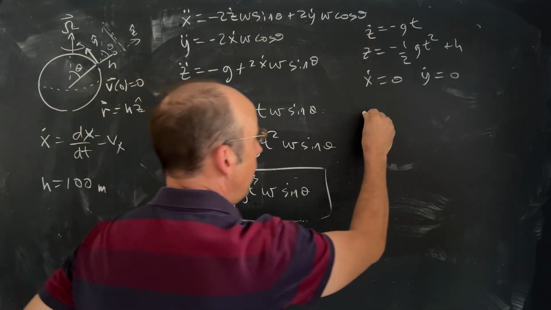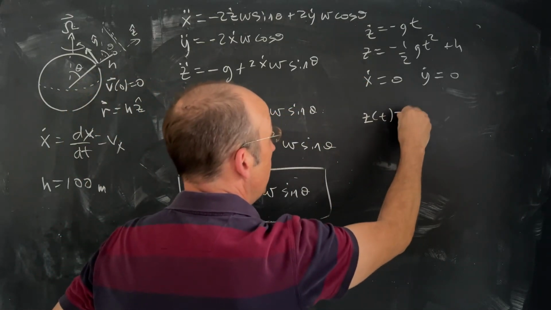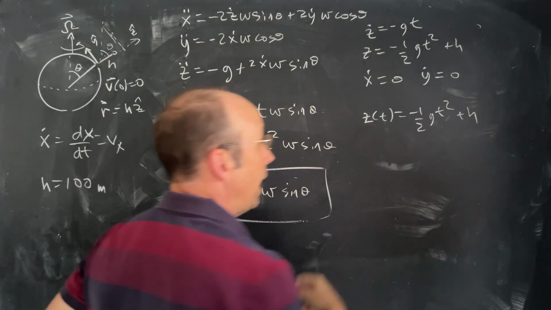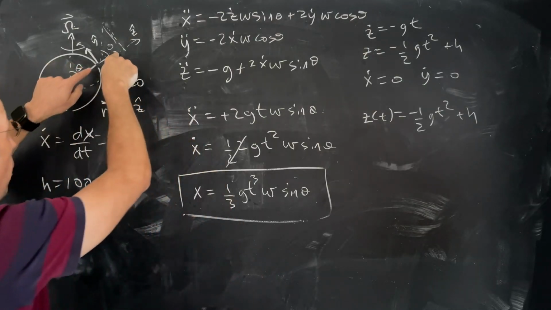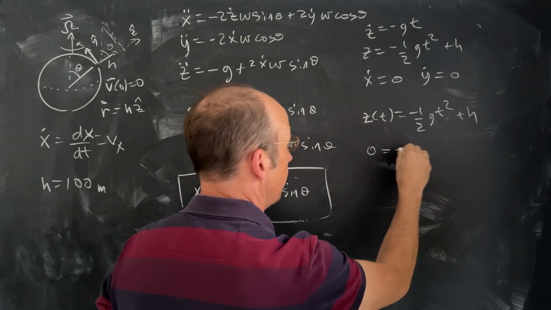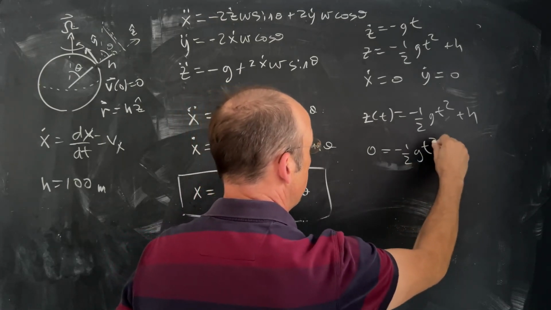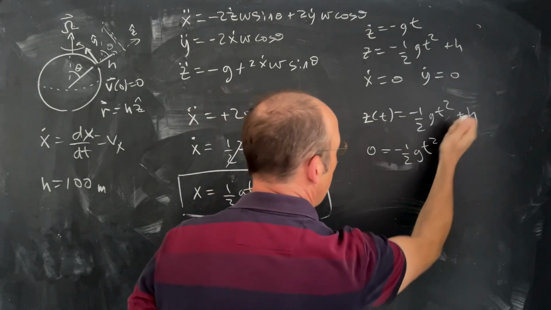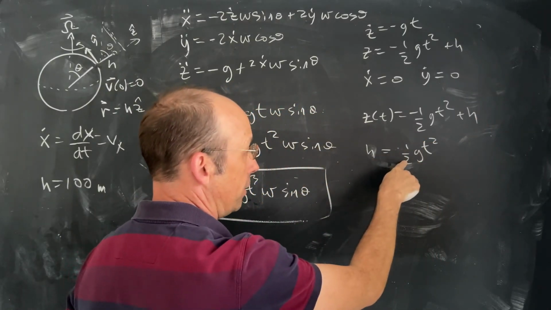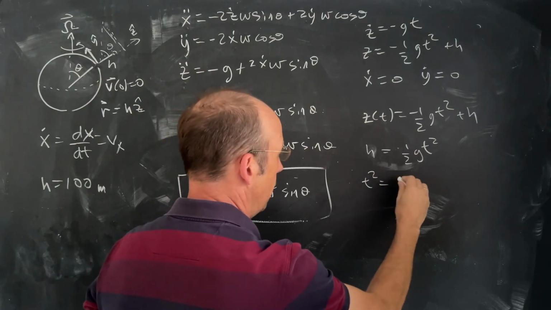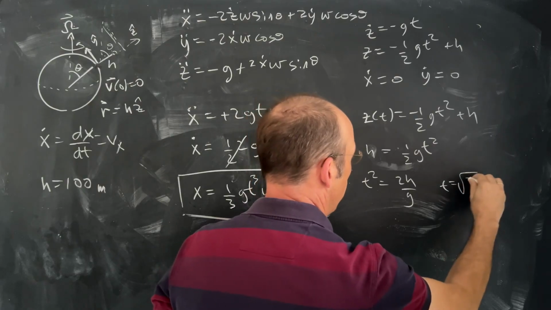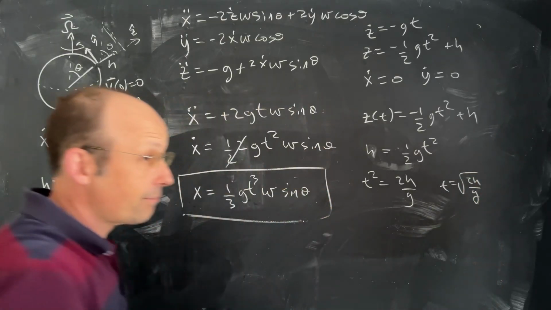So z as a function of t is going to be negative 1/2 g t squared plus h. And I want to find the time it takes for the ball to get down to here where z is equal to 0. So 0 equals negative 1/2 g t squared plus h. I'm going to move the h to the other side and cancel the negatives. Now I can multiply by 2 over g, and I get t squared equals 2h over g. So t is the square root of 2h over g. The same as free fall.